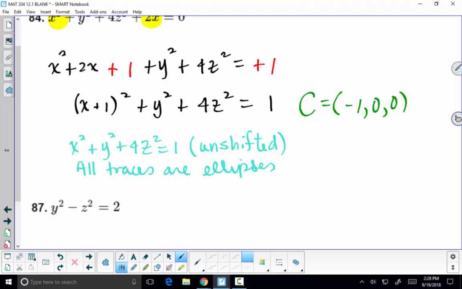Wait, no, if you eliminate the z, don't you get a circle? Yeah, that's an ellipse. A circle is just a special ellipse where both radii are the same. And so all traces are ellipses, so therefore we have an ellipsoid.